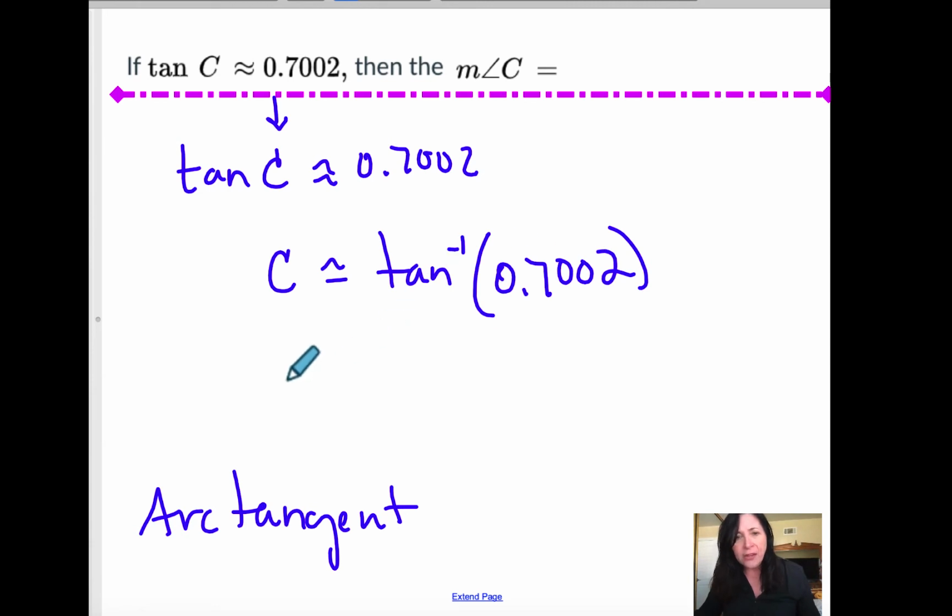0.7002. So type that in your calculator. So C is approximately, so I'm going to go arc tangent. The arc tangent button is above the tangent button, so you just have to hit second tangent, and you're going to get 0.7002, and I get about 34.999. So I'm going to say about 35 degrees. And so that would be that value. And that's how you figure that out.